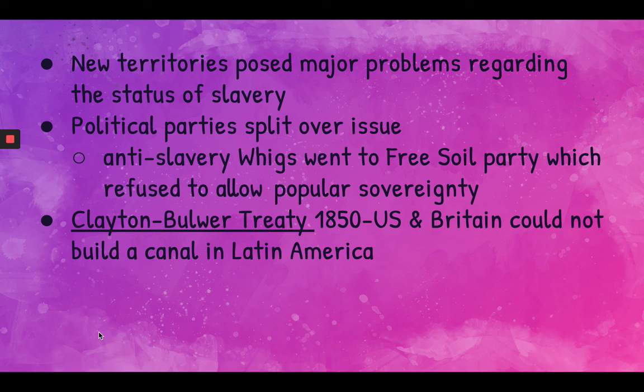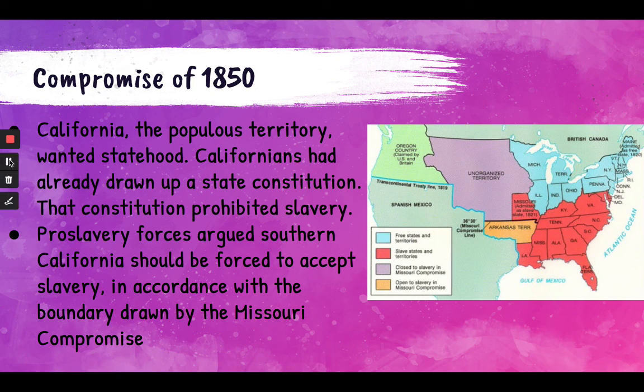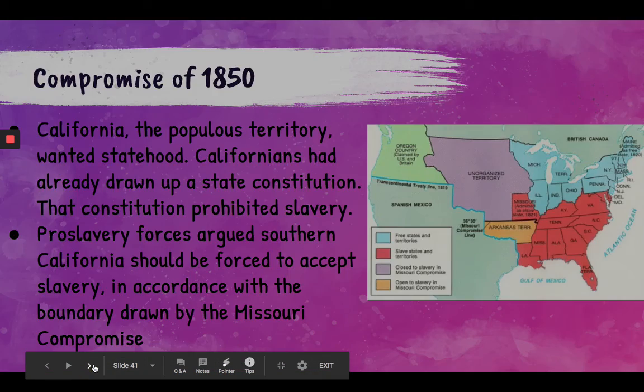So a big issue, and your next question regarding all of these new territories and, yay, the completion of Manifest Destiny, was the issue regarding slavery and whether or not a territory or a state would be slave or free. And so our next big compromise to try and solve that debate will be the Compromise of 1850. The Compromise of 1850, first of all, would resolve the issue over California. California was a big problem because it was so populous, so we know that they will have a lot of representation in the House of Representatives. California had already drawn up their own state constitution that prohibited slavery, so we knew clearly how they felt about that. Pro-slavery forces argued Southern California should be forced to accept slavery due to this line of 36°30′, but we'll see how that plays out.